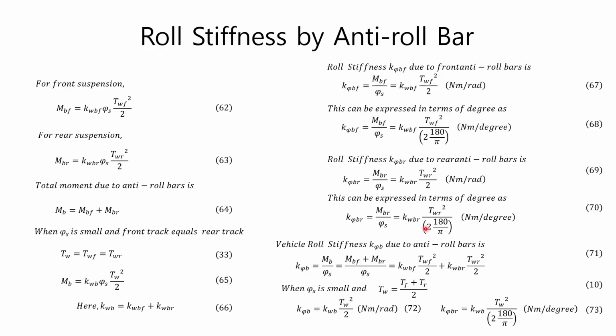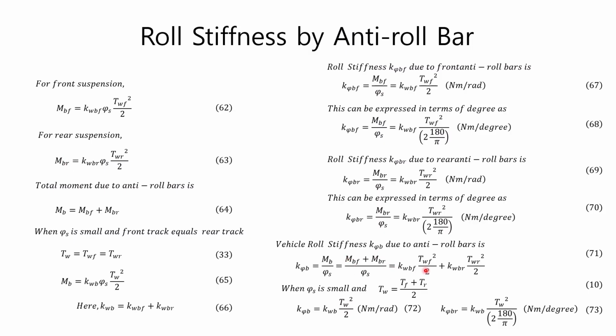The roll stiffness of the entire vehicle is defined by the second term of equation 71. The total vehicle moment due to the anti-roll bar, MB, is the sum of the front axle moment, MBF, and the rear axle moment, MBR, so it can be expressed by the third term of equation 71. By substituting equations 62 and 63 into the third term of equation 71, the fourth term of equation 71 can be obtained.